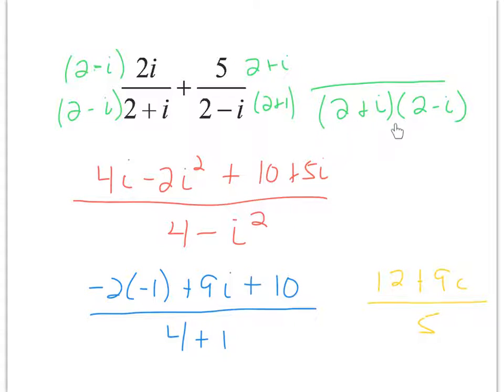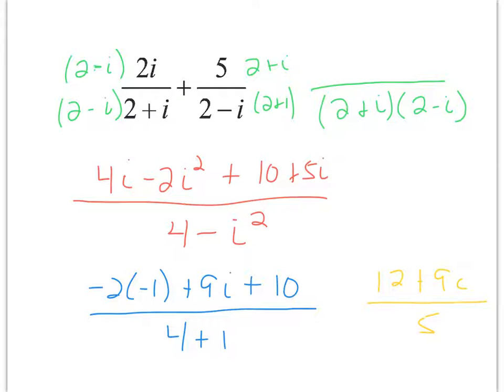Again, I got a common denominator, which is 2 plus i times 2 minus i. So I multiplied the left fraction by 2 minus i, both top and bottom. I multiplied the right fraction by 2 plus i, both top and bottom. So here, I distributed my 2i, I got 4i minus 2i squared. And on this side, I distribute my 5, I get plus 10 plus 5i. On the bottom, I'm going to multiply 2 plus i times 2 minus i, which are conjugates, so it's a difference of squares, so I get 2 squared, 4, minus i squared.